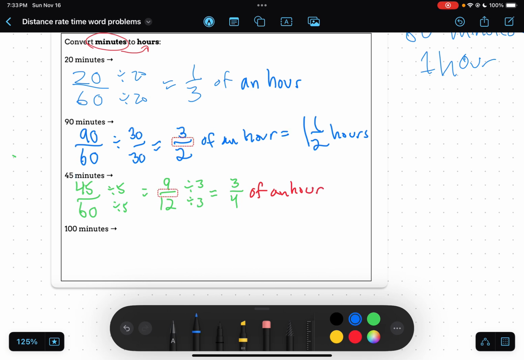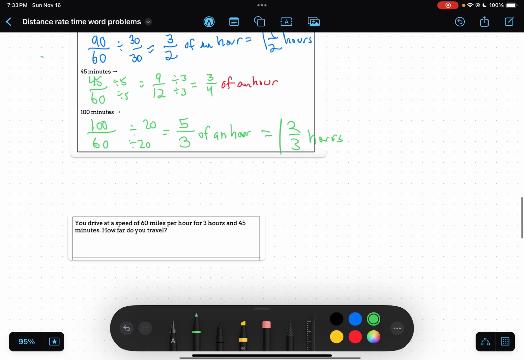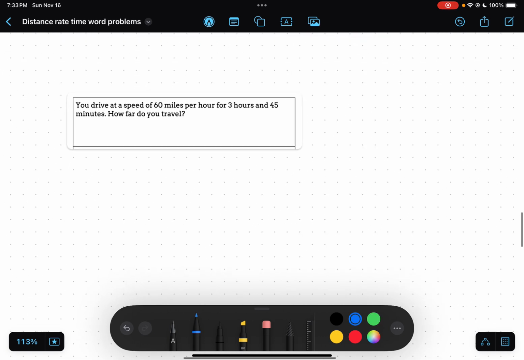And 100 minutes. Let's see, what did you guys get for 100 minutes? So 100 out of 60, those can both divide by 20. So it's 5/3 of an hour. Or 1 2/3 hours. So as you're reading the next set of word problems, make sure you're paying attention to what our units are and how to turn them all into hours, because I can't mix my units when I'm solving these word problems. Okay, so let's try example 4.